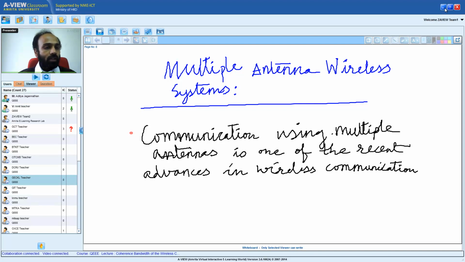I am getting another question: what is the significance of the SER performance? See, the symbol error rate has a significant impact on the performance. If the symbol error rate is high, then communication is not possible, because communication depends on reliably transmitting information from the transmitter to the receiver. Therefore, if the symbol error rate is high, then the quality of communication is poor.